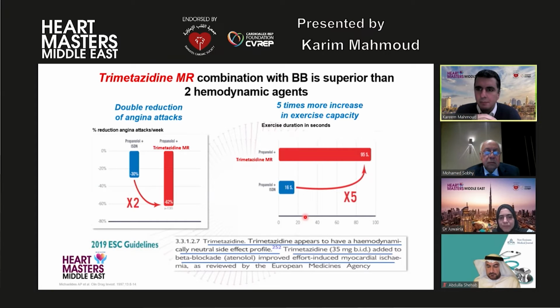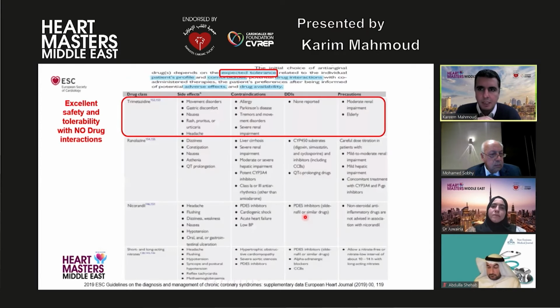So we have a drug that is hemodynamically neutral. It does not affect the heart rate, doesn't affect the blood pressure, and helps to improve the myocardial ischemia and exercise capacity. This is what Dr. Sobhi was asking about, the precaution of using the drug.